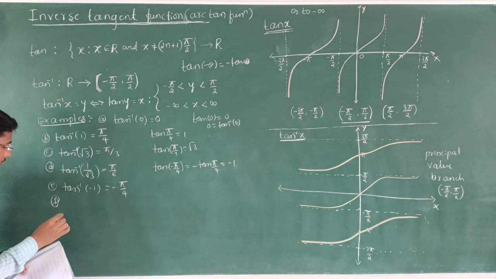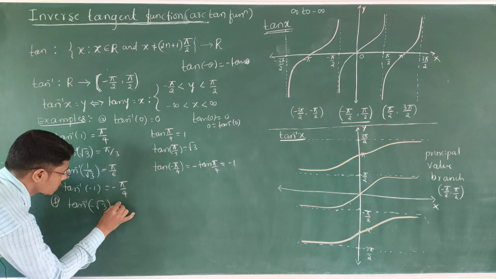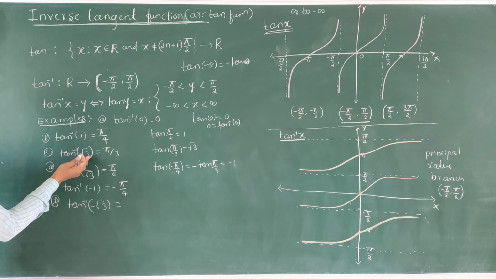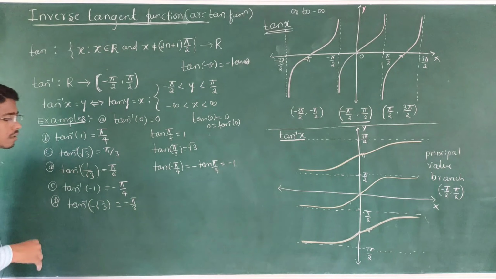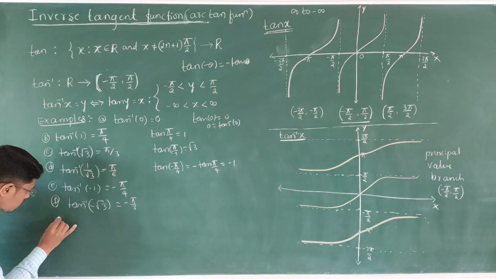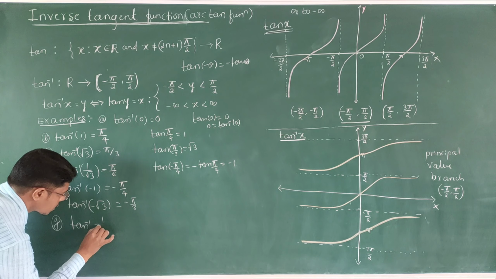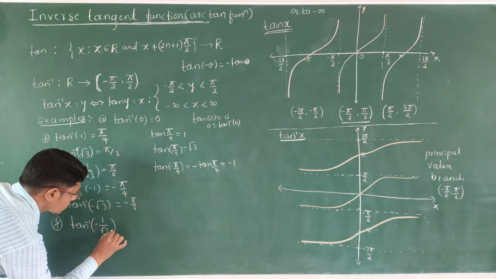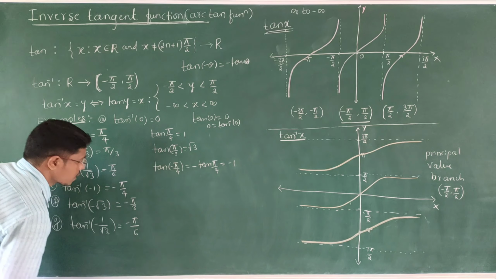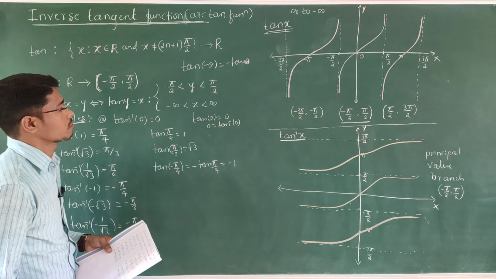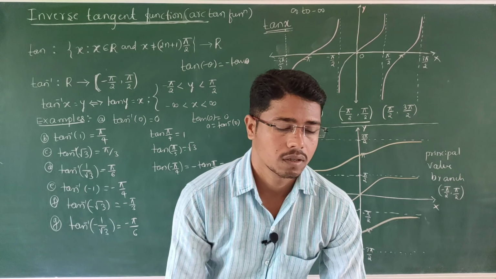Next, F, tan inverse of minus root 3. See here, only plus root 3 is pi by 3, so minus root 3 is minus pi divided by 3. Next, G, tan inverse of minus 1 divided by root 3. So this is minus pi divided by 6. So these are some basic problems regarding the inverse tangent function.